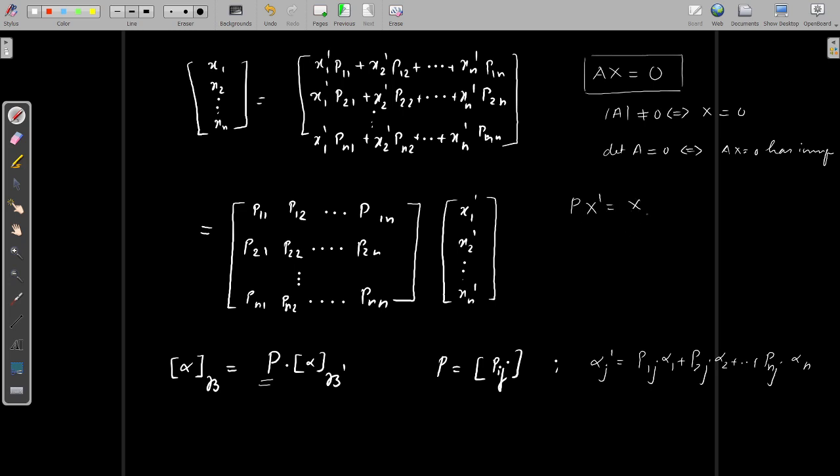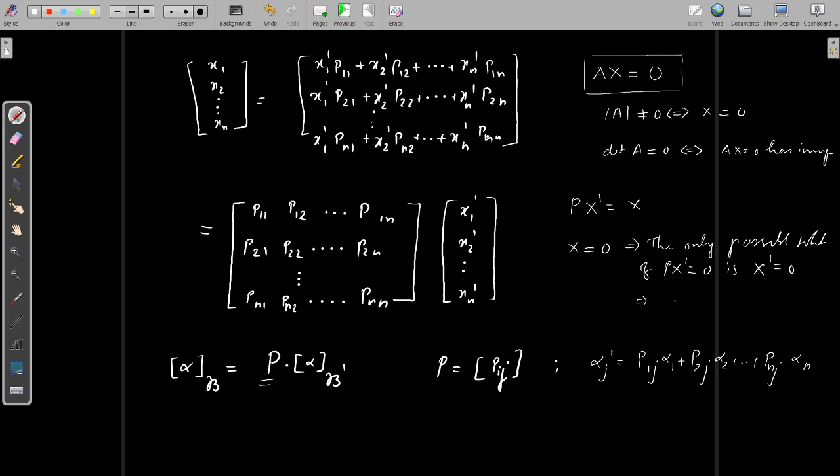Okay, so we will prove that whenever x equal to 0, this reduces to the homogeneous system. In that case, we will prove that x prime is equal to 0. That means whenever x equal to 0, then we can easily get x prime equal to 0. So we will show that when x equal to 0, the only possible solution of Px prime equal to 0 is x prime equal to 0. That means we prove that Px prime equal to 0 implies x prime equal to 0.